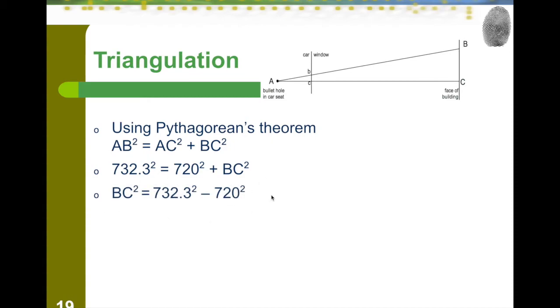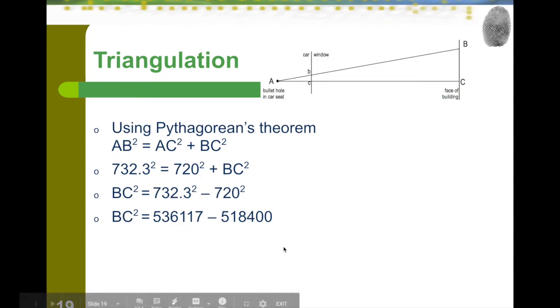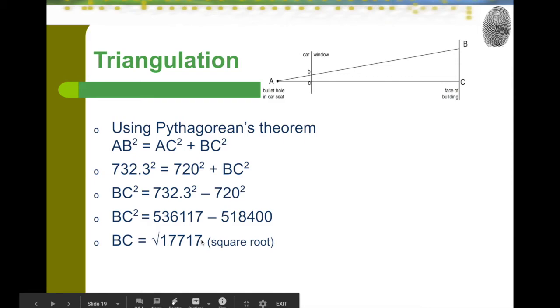So by doing some algebra, you swap it around and you get that BC squared is equal to 732.3 squared minus 720 squared. So here's those numbers here. You end up with BC squared equals 17,717. So you have to take the square root of that to undo the square. And you find that BC is 133.1 inches. So 133.1 inches is from B to C.